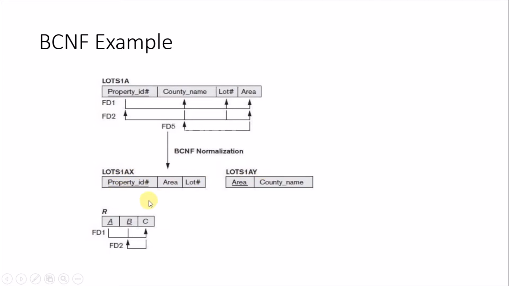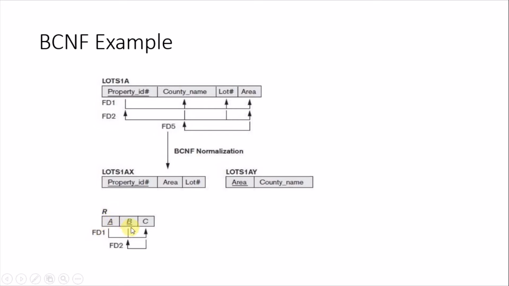So this is a general form. Suppose we have a relation with attributes A, B and C, where A and B are the primary keys. So A, B, then we have C. The first functional dependency is A, B to C, and the second one is from C to B. The second one is not in BCNF, because that violates this principle.